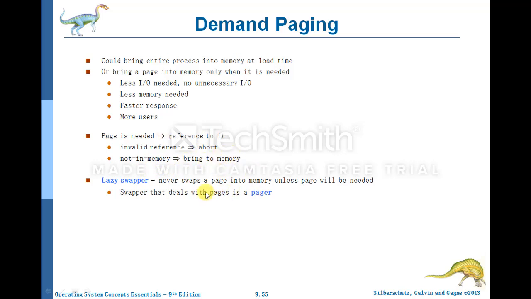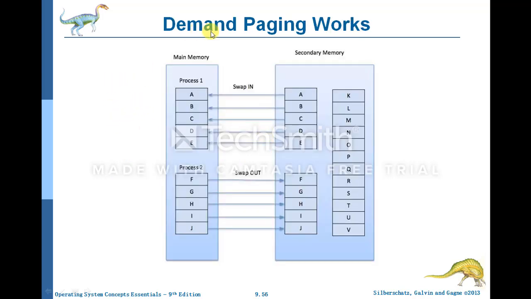I will show you how demand paging works. This is the main memory, and this is the secondary memory, or the disk. At process 1, the program requested these references, or pages, and they are being used. So the disk will send those pages, those references, to the main memory.